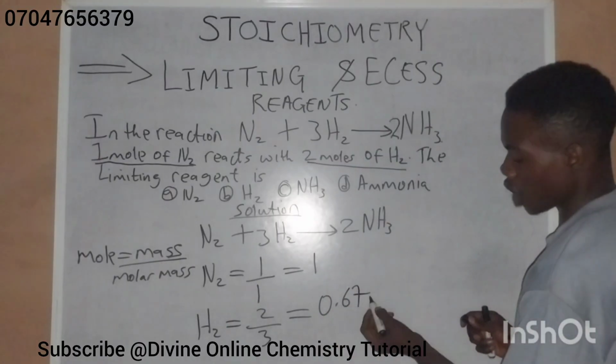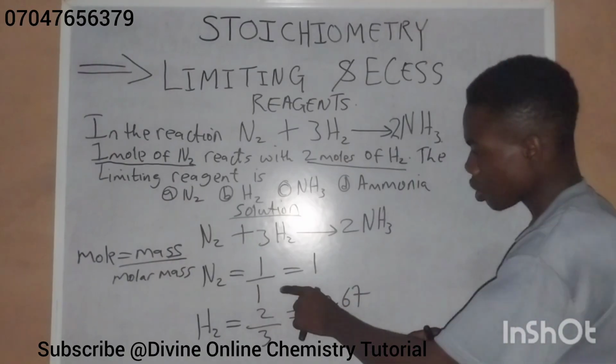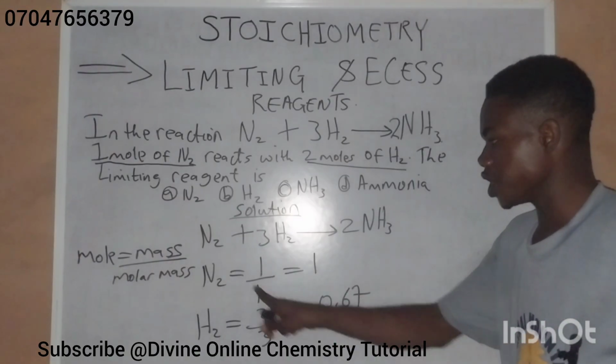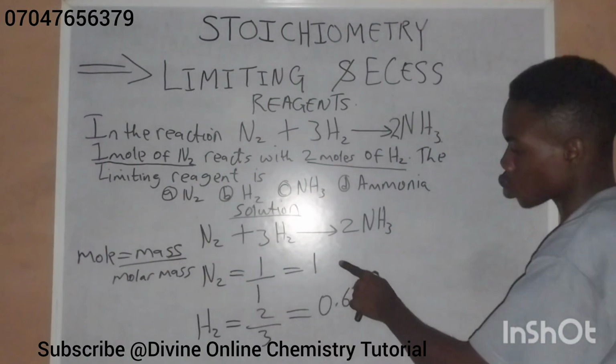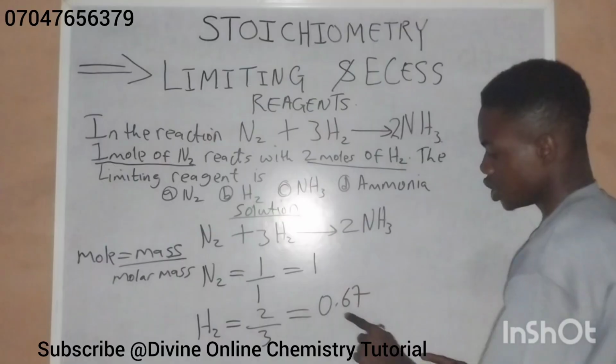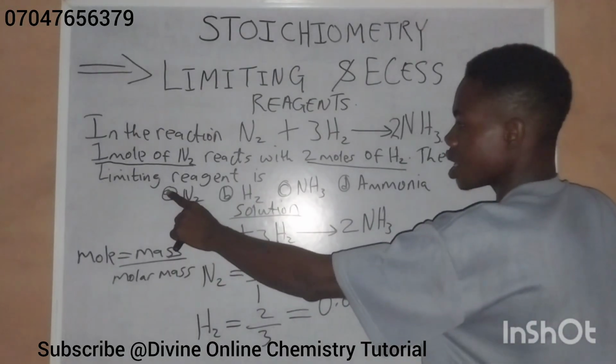0.667 is recurring, so I just approximated 0.67. So you are going to divide the moles by the coefficient of each of the reactants only. Are you seeing now? So for the nitrogen, I got 1, while for the hydrogen, I got 0.67.